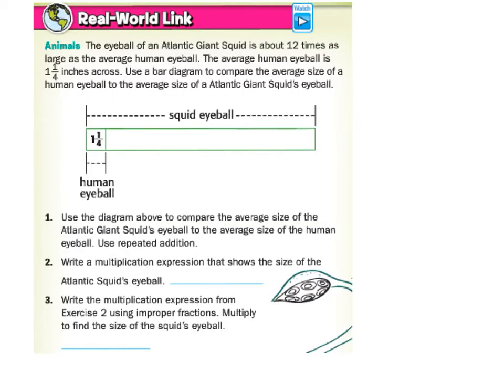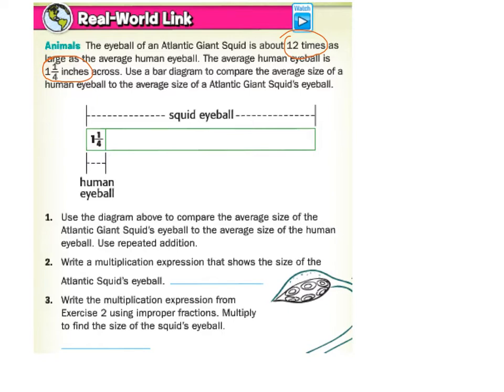Real world link. The eye of the giant Atlantic squid is about 12 times as large as the average human eyeball. The average human eyeball is 1 1/4 inches across. Use the bar diagram to compare the average size of a human eyeball to the average size of the Atlantic giant squid's eyeball. So we have to do this 12 times.